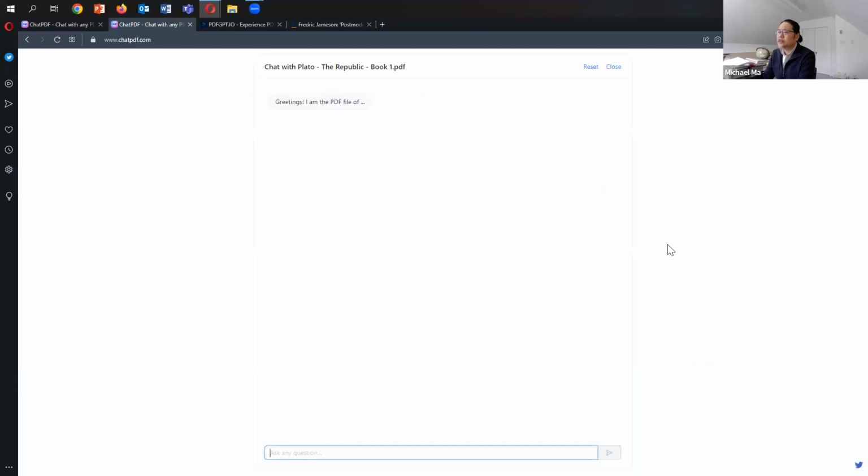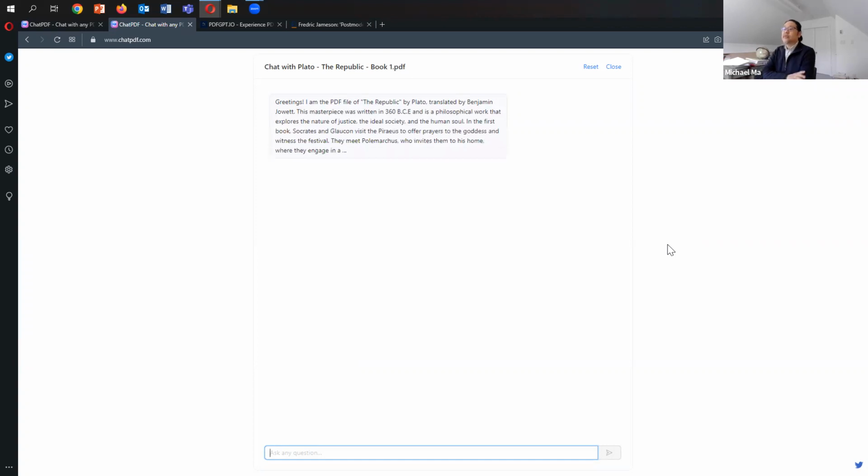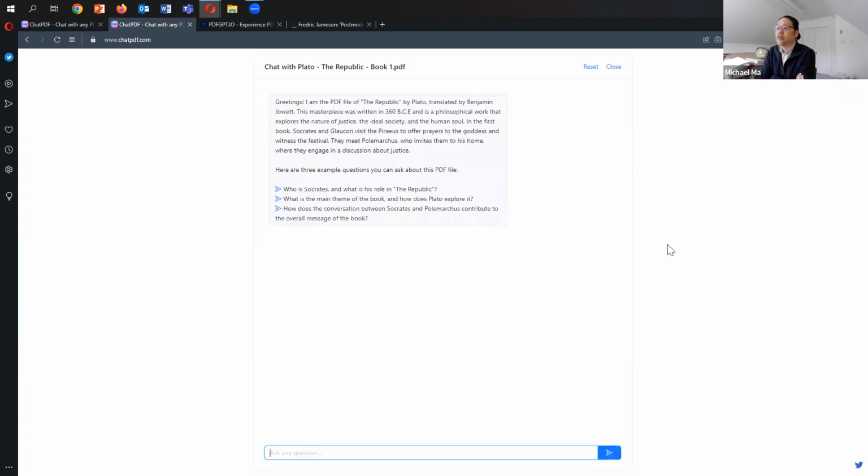It's going to analyze it. So it says, okay, greetings. I am the PDF file of The Republic by Plato, translated by Benjamin Jowett. This is just a document that I got from Gutenberg Library. So it is a public domain. This masterpiece was written in 360 BCE and is a philosophical work that explores the nature of justice, the ideal society, and the human soul.